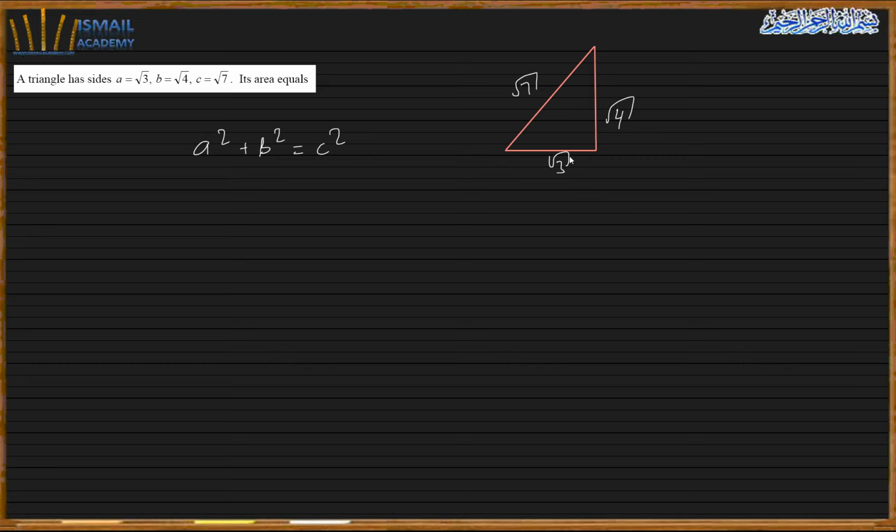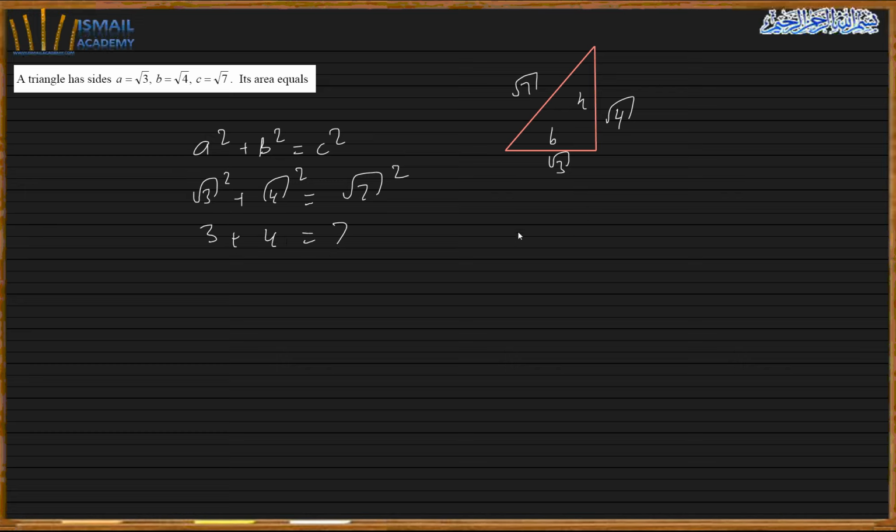So if it's a right triangle, the area is easy to find because this is going to be my base, and this is going to be my height right away. So notice the relationship between the sides, because sometimes they will not give you a question like that without other steps that you should do by yourself to make it easy. So please be careful on those. So here, if I take square root of 3 squared plus square root of 4 squared, it will give me square root of 7 squared, because 3 plus 4 equals 7.